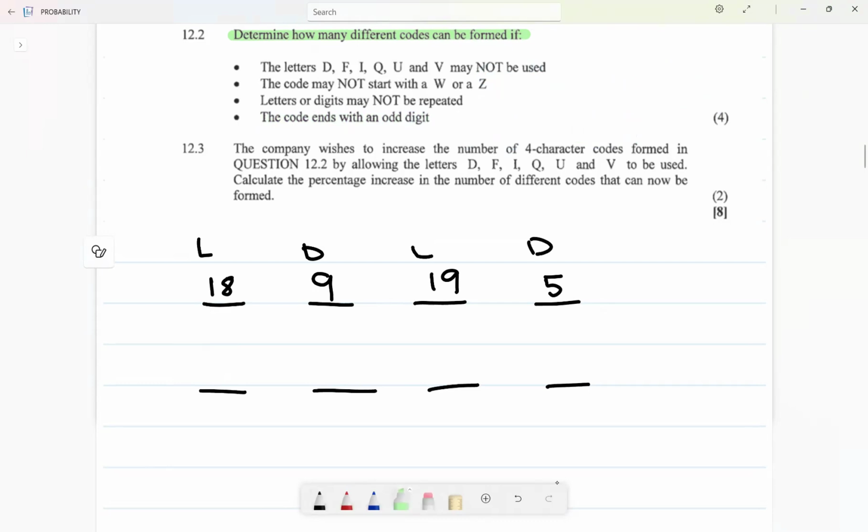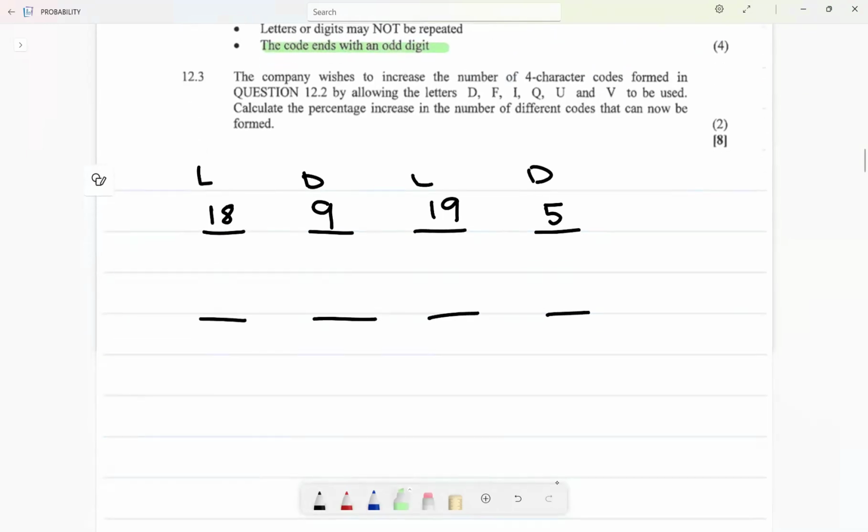The code ends with an odd number, an odd digit. How many odd digits do you have? I'll write it here: odd digits 1, 3, 5, 7, 9. How many are they? 1, 2, 3, 4, 5. So what I'm going to write here is the number of possible digits that can sit here. How many are they? 1, 2, 3, 4, 5. Right, so I'm going to write 5 here.